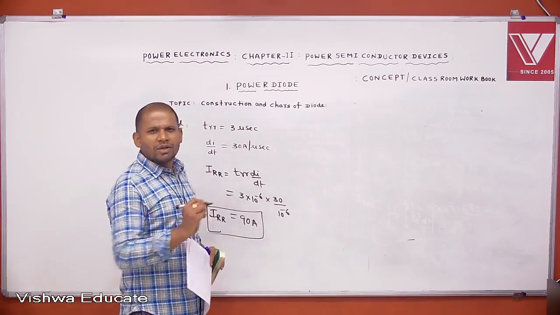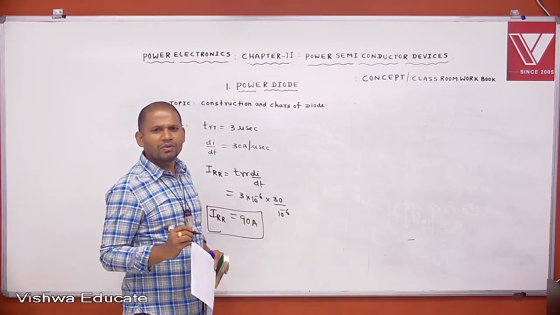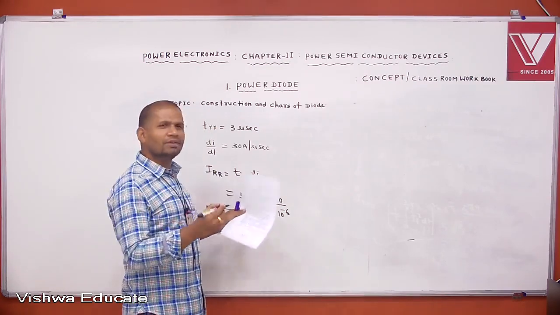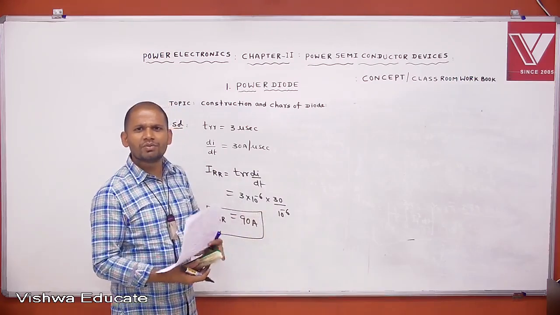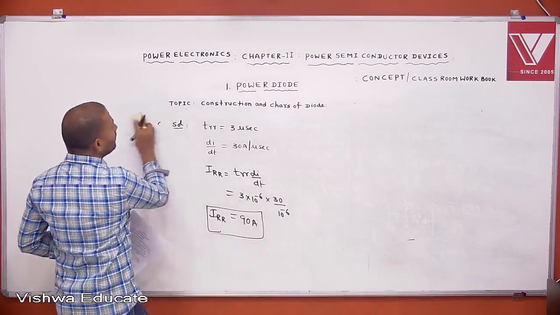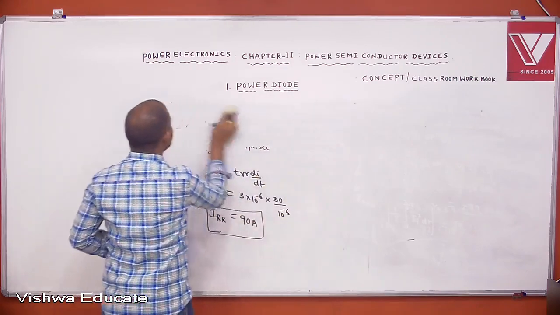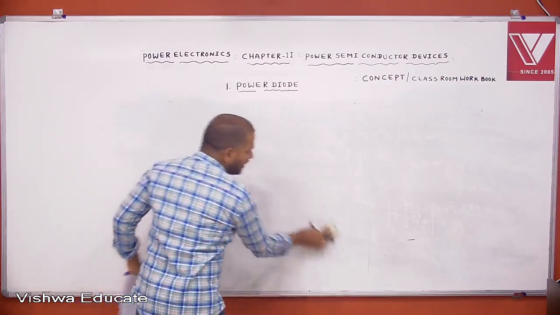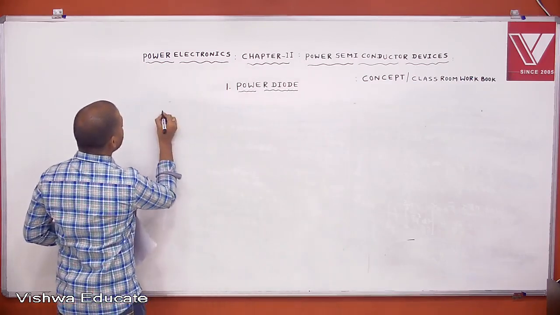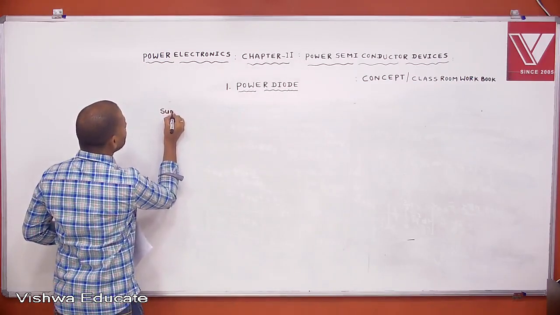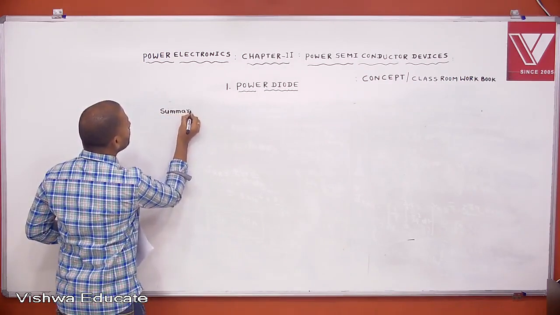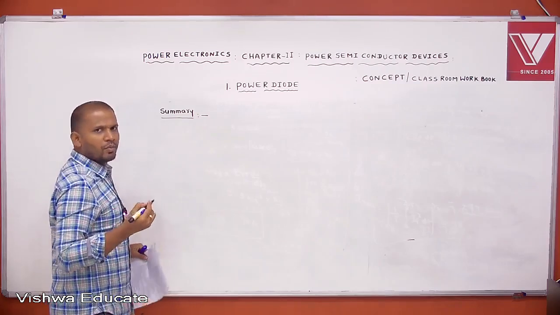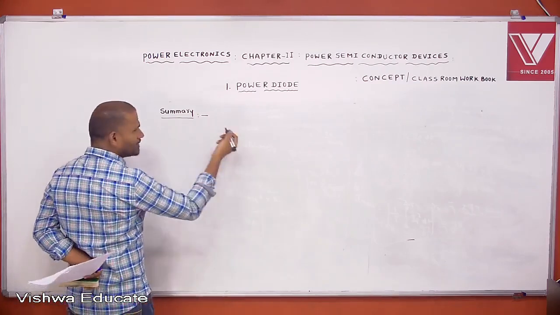I want to give some summary points with respect to power diode. With that, the power diode concept will be completed. This is about classroom workbook questions based on this. Here I am giving some summary points, important points based on these characteristics.